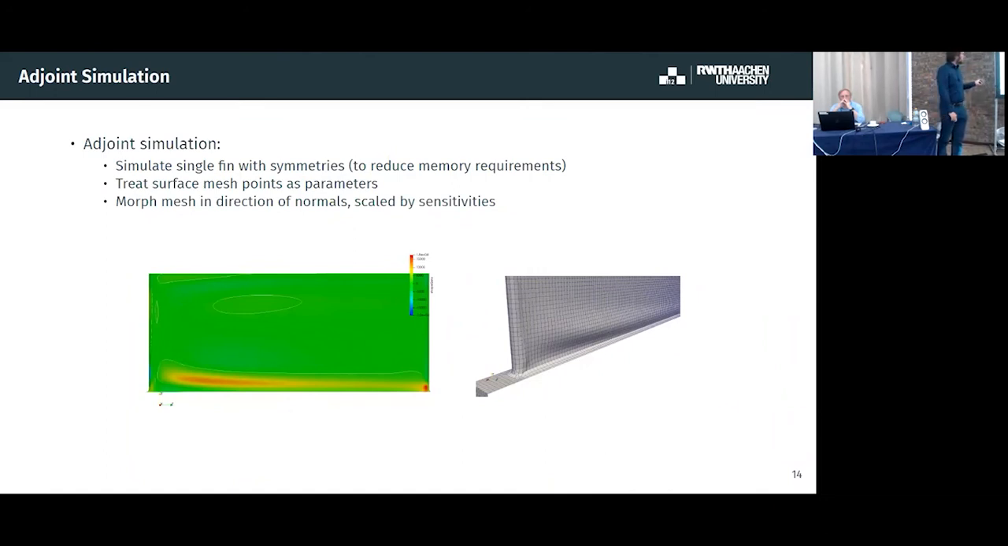So here we are doing a shape optimization, which means that we move the individual points on the surface mesh. If you don't have sharp edges, then it becomes a little bit hard to interpolate and decide what to do with it. Yeah, so here you can see what we have.